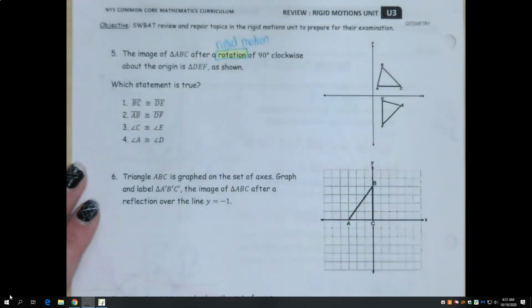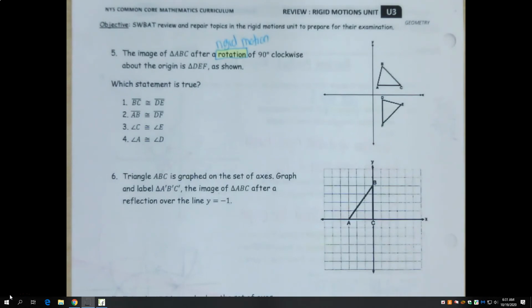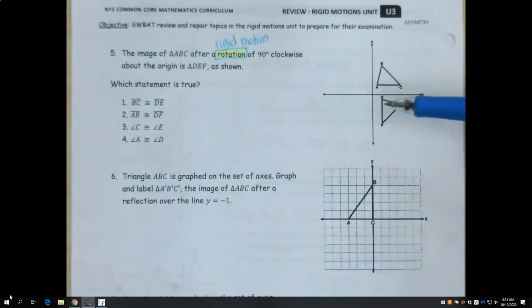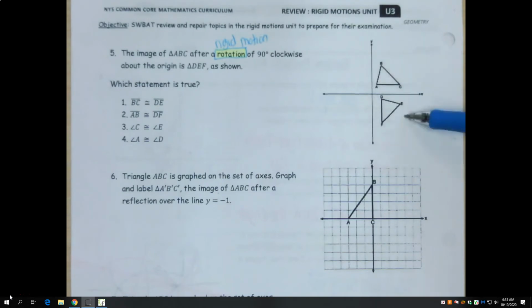All right, and what do we know about rigid motions? They preserve, or they keep the same side length and angle measure. So I know these two triangles are congruent. They're the exact same triangle. It's just that one is in the first quadrant and one is in the fourth quadrant because there was a rotation that took place.